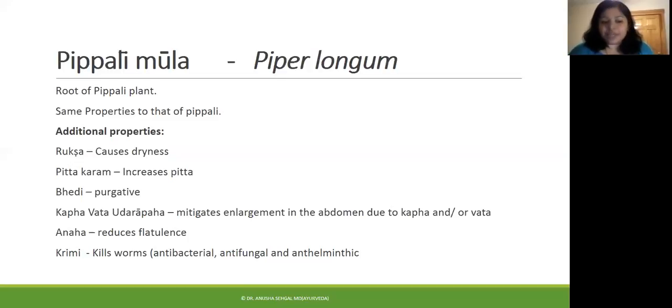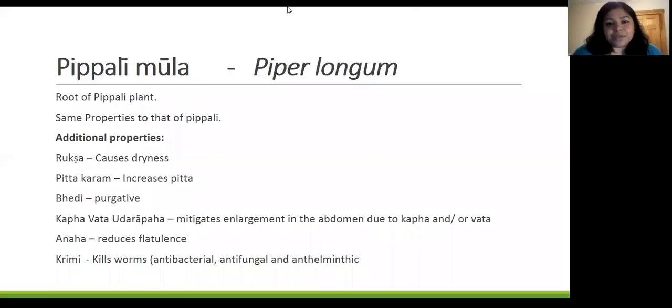And similarly, for anaha, which is flatulence, it helps to reduce flatulence. And it is krimigna, or it's indicated in the cases of krimi. So again, krimi in Ayurveda comes under multiple things. Krimi can be a bacteria, krimi can be a fungal infection, krimi can be parasites, it's multiple things.